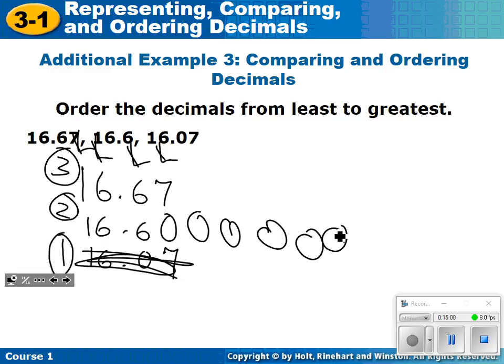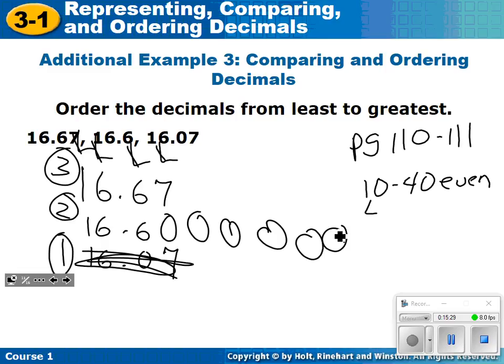Okay? On your homework, you're going to have stuff that looks like this. Putting stuff in order, expanded form, words, things like that. What I want you to work on is page 110 to 111. 10 to 40 even, and 45 to 50 all.